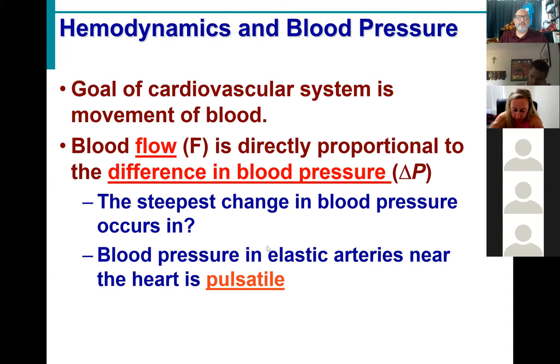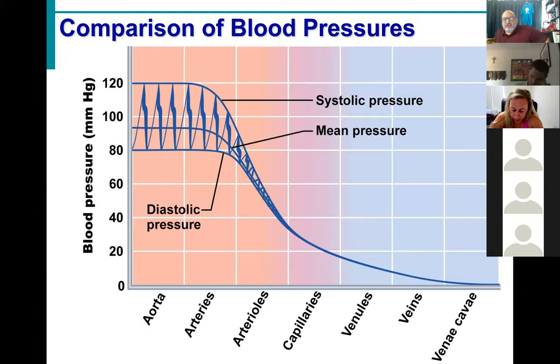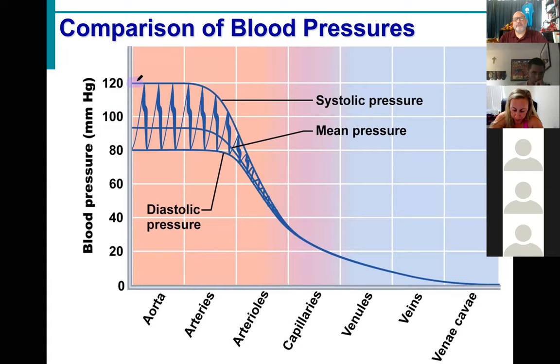All right, so steepest pressure change is in the arteries, and again, blood pressure, especially in those elastic arteries in the heart, is pulsatile. We actually see this with this great chart here. Notice, as we talked about, blood pressure in the aorta as it comes out of the heart can be as high as 120 millimeters of mercury. But notice that's only occurring when the heart is actually ejecting blood. So this is only when the ventricle ejects blood, right?